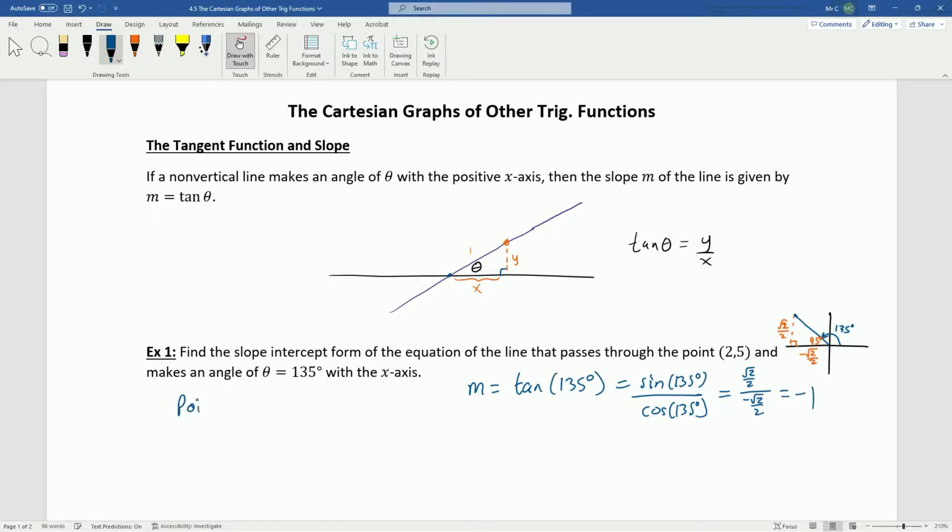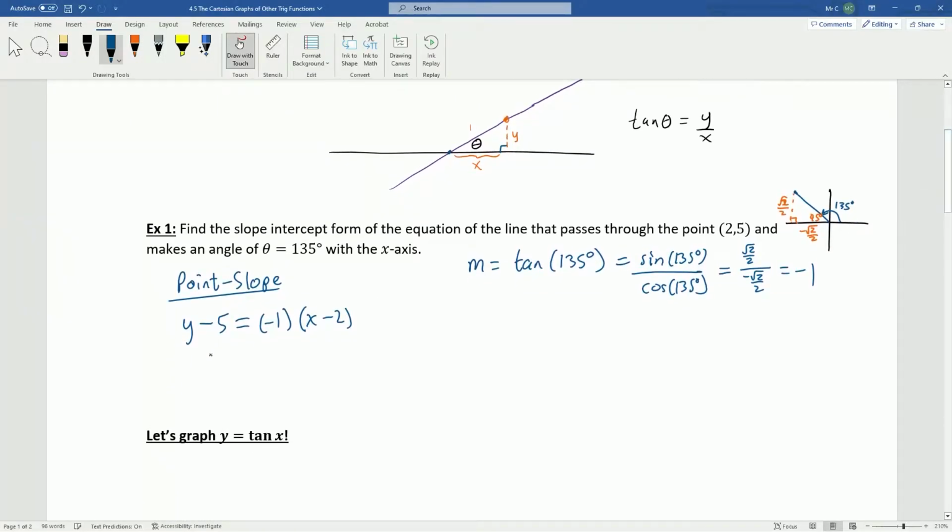So I'll start out by using point-slope form. Now it did ask for slope-intercept form, but I don't know the intercept, so we'll start with point-slope form. That's going to be y minus 5, since our point is (2,5), equals the slope, which is negative 1, times x minus 2. Okay, so y minus 5 equals, and I'll distribute this negative, negative x plus 2. Add the 5 across, and that gives me y equals negative x plus 7. All right, so that'll be our slope-intercept form.